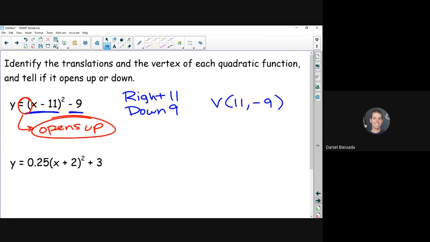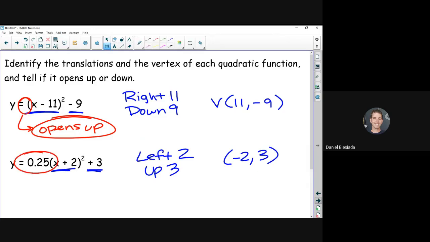Likewise with the last one, we'll look inside the parentheses and after. That plus on the inside means we're moving left 2. The plus 3 means we're going up 3. And if I move left 2 and up 3 again from the origin, that'll put us at -2, 3. Hopefully a few of you are starting to see the shortcut that you can use to go straight from the equation to that vertex. And in terms of opening up and opening down, I don't see a negative on this one either. It's a positive 0.25. Therefore, this one will still be opening up.